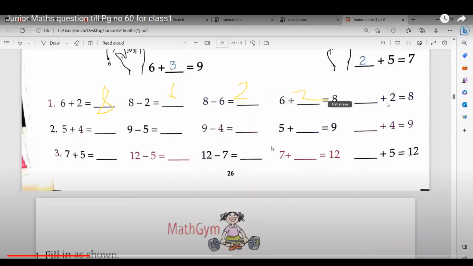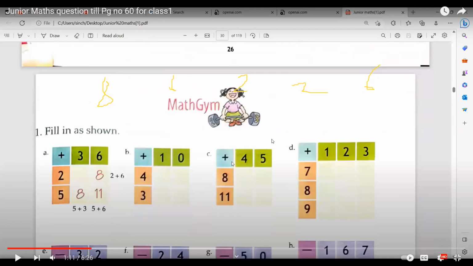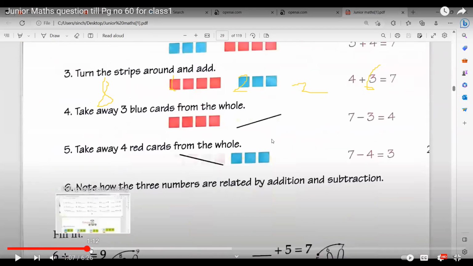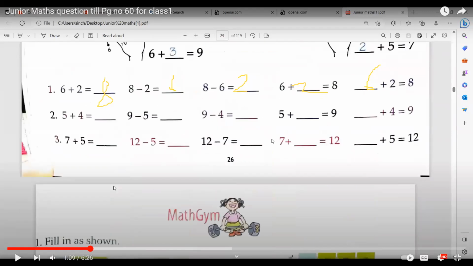Very good. Tell me this one. How much plus 2 is equal to 8? Write it here. Very good. Tell me this one, number 2. Yes, tell me number 2 better. Can you write it here, number 2?